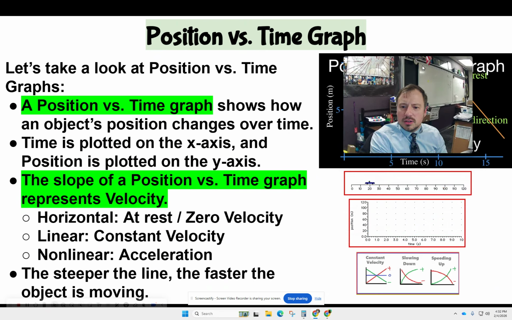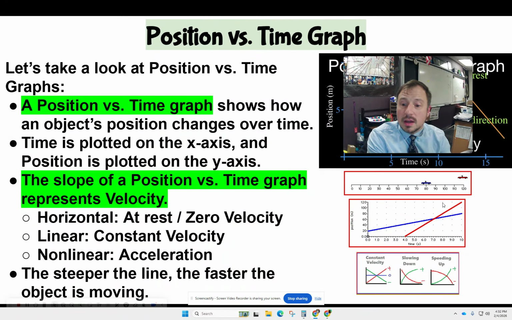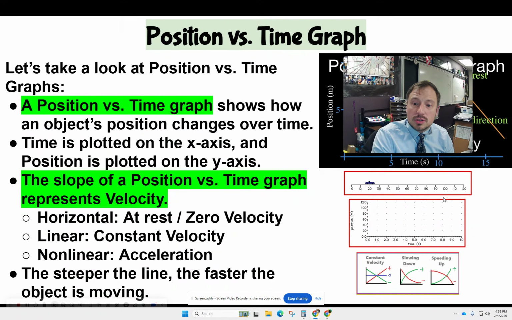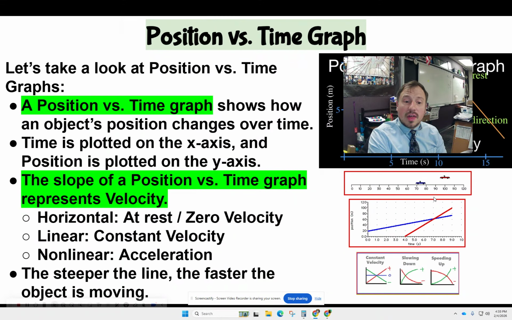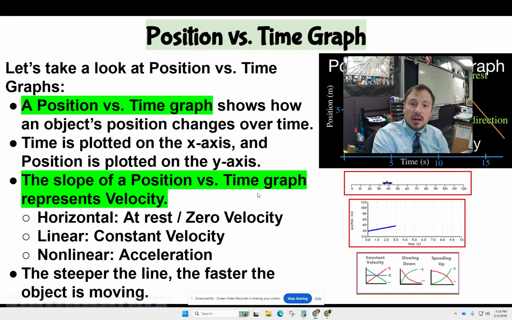But I like this little graphic down here. It shows two cars. Notice the slope of the line for the blue car is shallower than the red car, so the red car is moving faster. Horizontal means straight left and right, meaning you're at rest. Linear means constant velocity, so you're traveling at a constant velocity. Nonlinear means curved, which means acceleration. You're speeding up or slowing down, and that's what that final graphic shows.